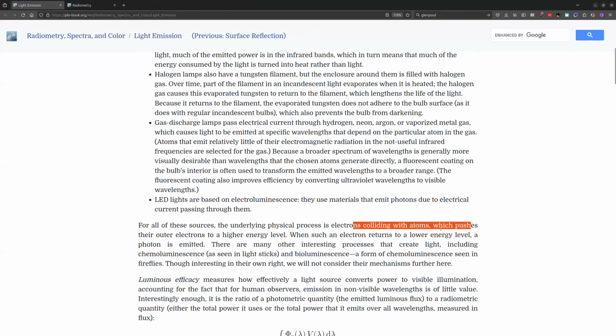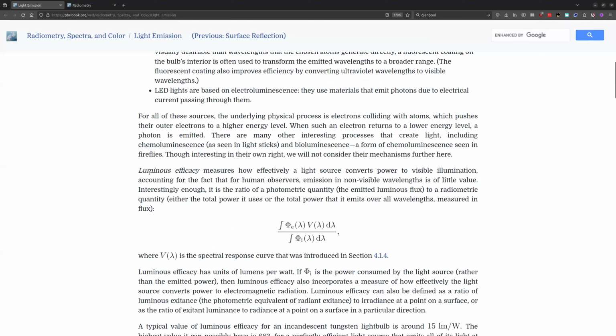Electrons collide with atoms, push outer electrons to their highest energy level, and when they return to the lower energy level, a photon is emitted. There are more ways to make light, but we're not worried about it.